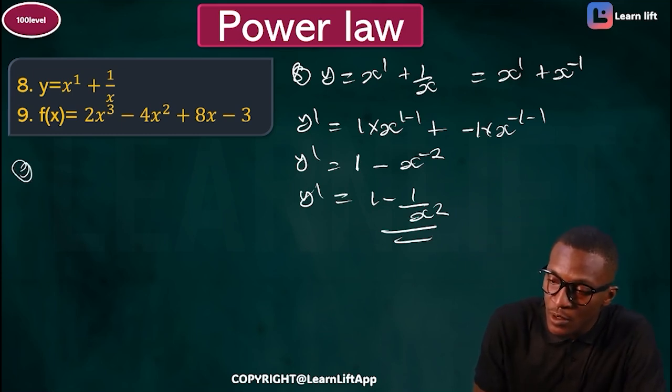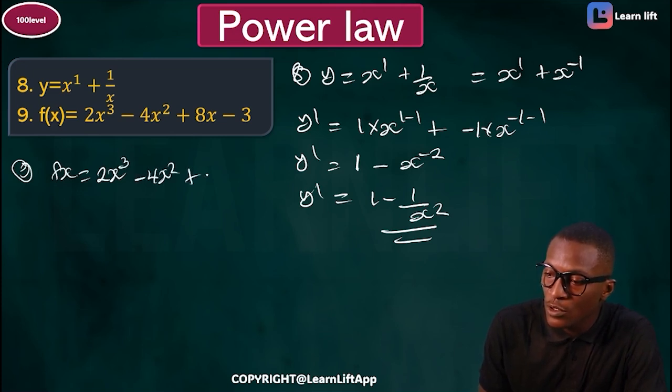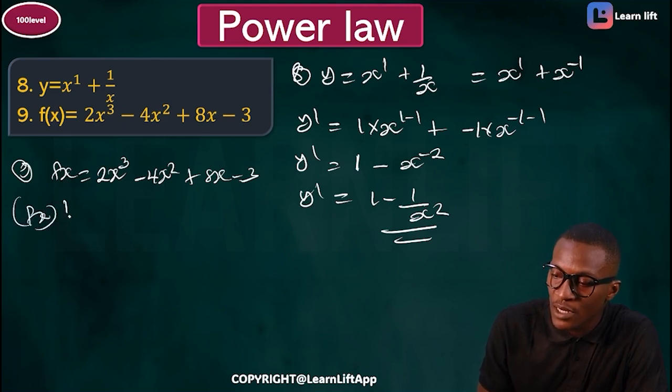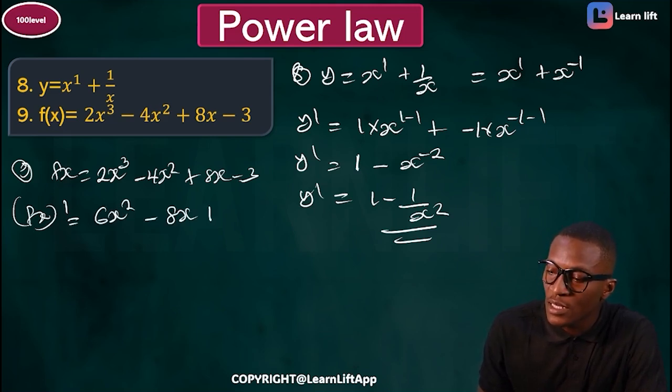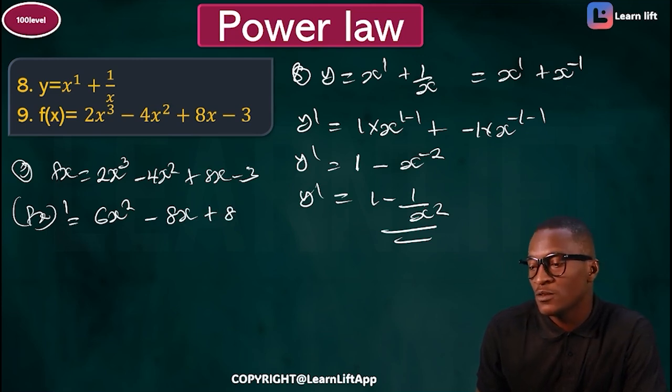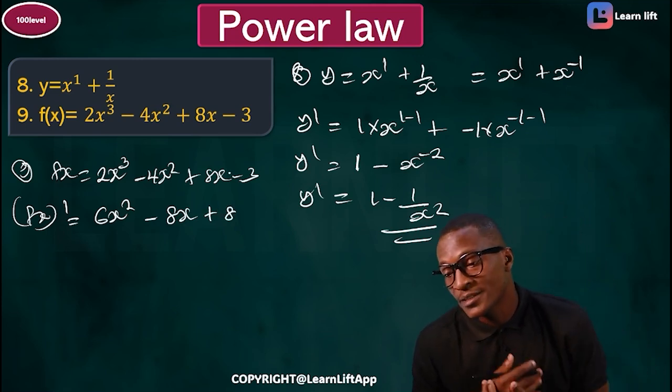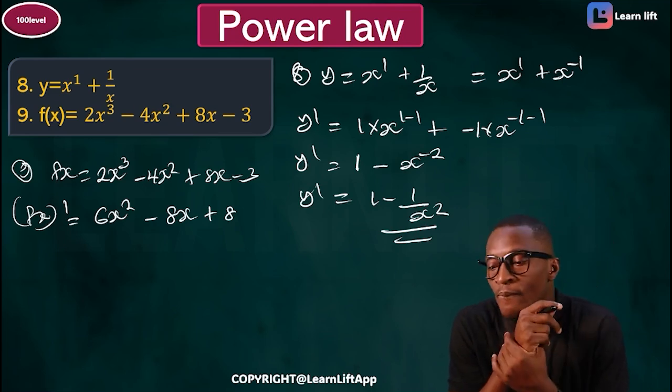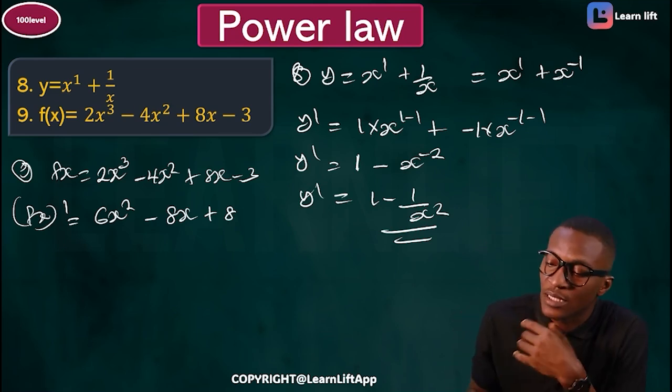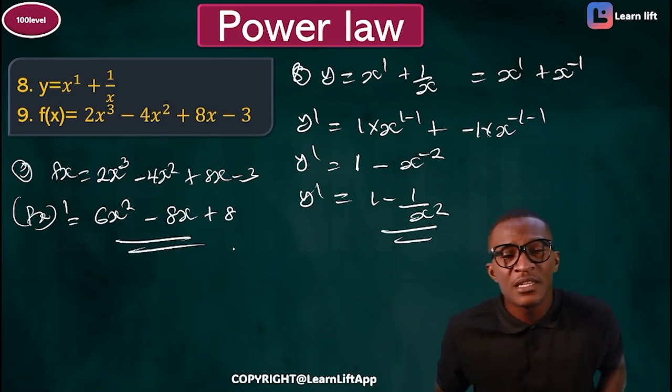Number 9, f of x is equal to 2x cubed minus 4x squared plus 8x minus 3. So what will be f prime of x? F prime of x will give me 6x raised to power 2 minus 8x plus 8. The derivative of the constant is 0. Right? That's 6x squared minus 8x plus 8. That becomes your answer. This is everything about your power law.